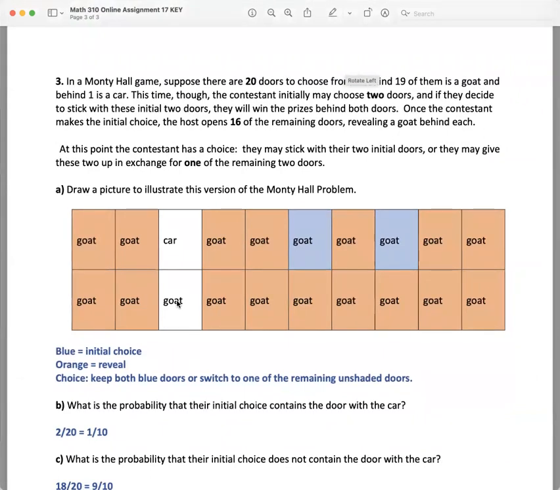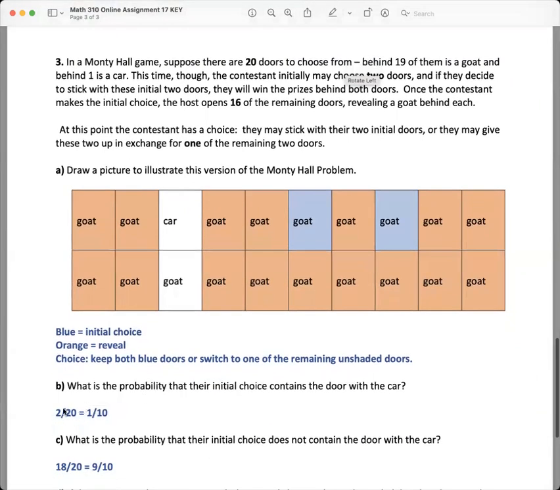So this one has 20 doors. You initially select 2, so I randomly chose 2, the blue, and then 16 of the doors are revealed. So the orange are the revealed. Remember, the host cannot reveal a door with the car. So at this point, either you've chosen the car or you can switch to one of the remaining 2 doors that has the car. Because there are 20 doors and you choose 2, the probability that your initial choice contains the car is 2 out of 20, which reduces to 1 out of 10.